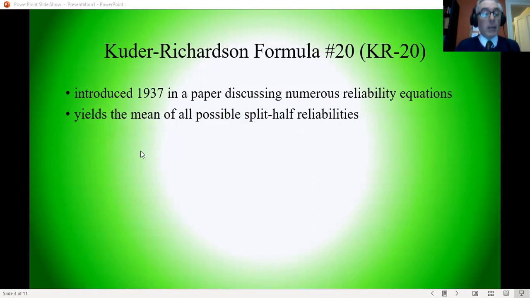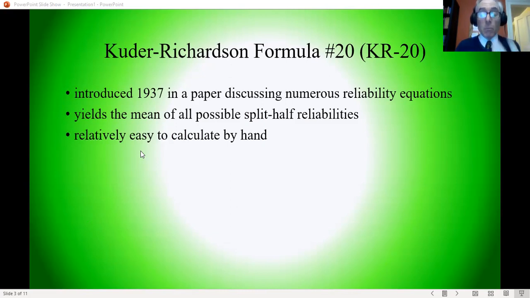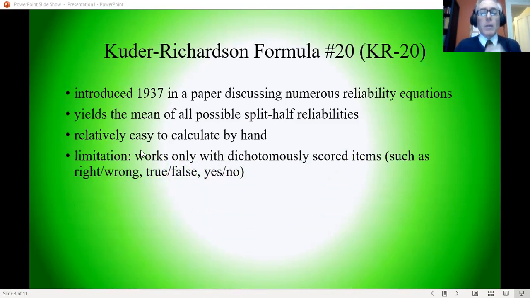It does, in fact, give you the mean of all the possible split half reliabilities that could be generated for a test, and it does it in one pretty easy formula. It's not that difficult to crunch this number by hand. There is, though, an important limitation on KR20. It only works if the test items are scored dichotomously. So if, for example, you have items that can either be correct or incorrect, you're all set.